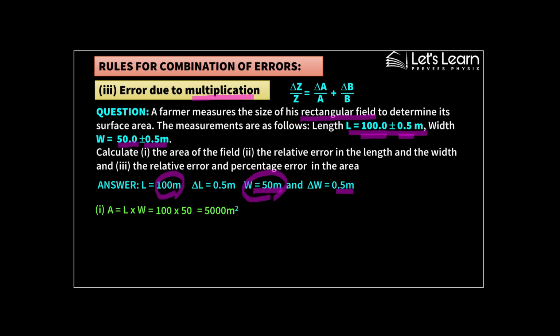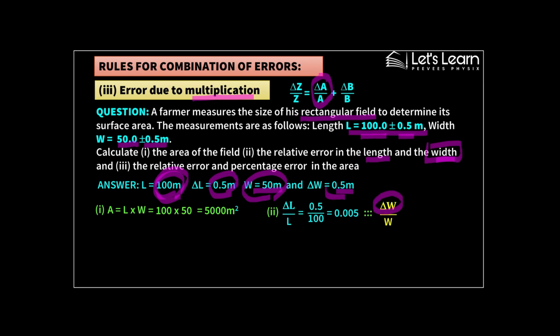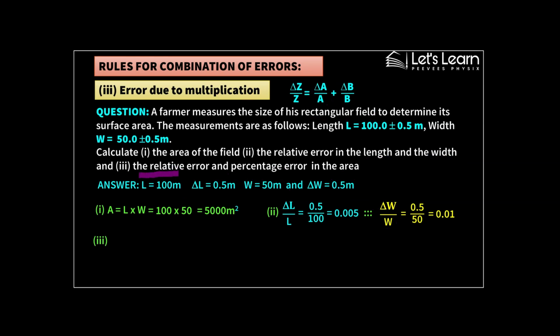Now the second part of the question, they wanted relative error in length and width separately. Relative error is the ratio like this. So we go for the relative error in length. 0.5 divided by 100 is 0.005, no unit. They wanted relative error in width. Absolute error in width, which is 0.5, and width is 50. Plugging the numbers, which will give you 0.01. Relative error in width.